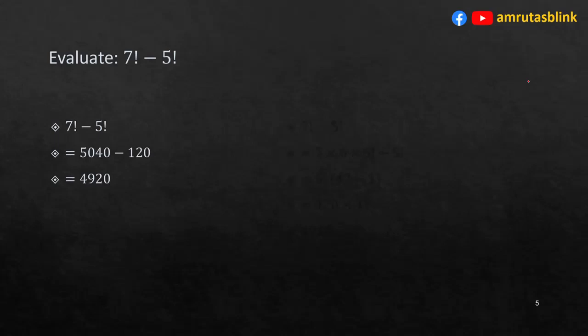Now here 7 and 5 are comparatively smaller numbers, so even without a calculator we can find out the exact value of 7 factorial and 5 factorial. But let's say whenever the numbers are a bit bigger and you are not able to find out the exact value with the help of multiplication, and it may be a bit time consuming, at that time we can use another method. So 7 factorial minus 5 factorial.